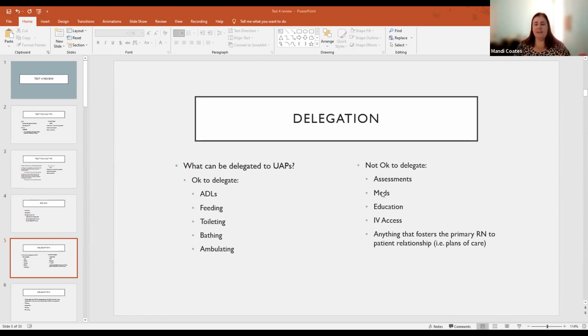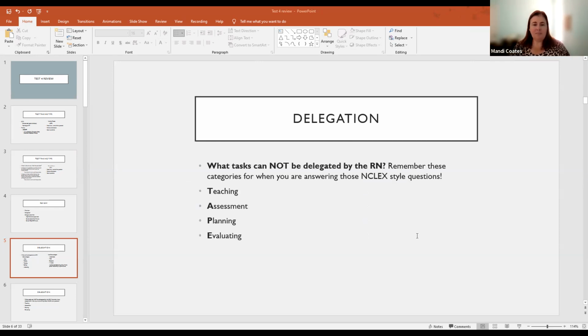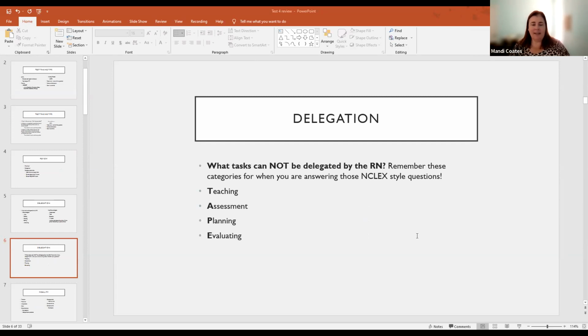LPNs can do some meds. They cannot do education. Some LPNs can do IVs. They cannot do anything that fosters the RN to patient relationship, like the plan of care. So remember, for LPNs, we cannot delegate the acronym TAPE: Teaching, Assessment, Planning, and Evaluating. And a lot of that sounds like our nursing process, right? So remember that when we're trying to figure out who to delegate what to.